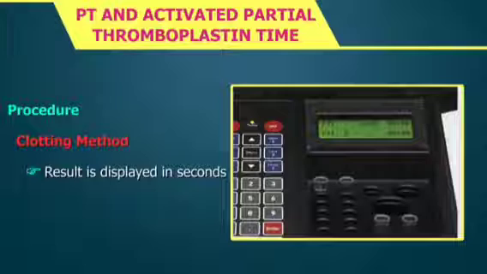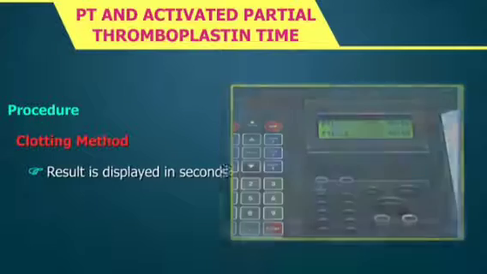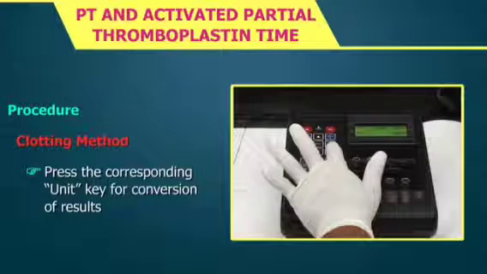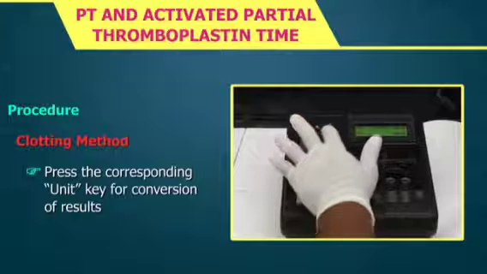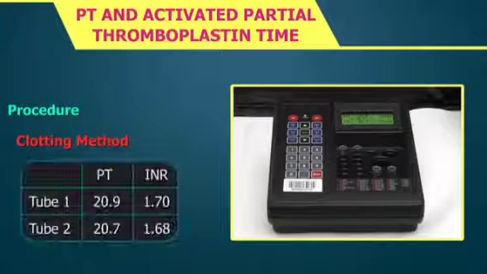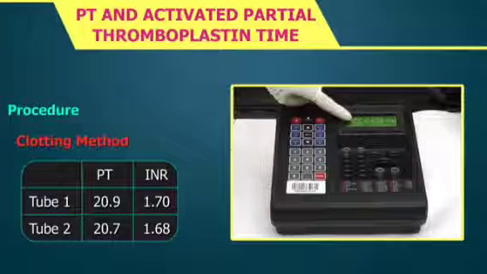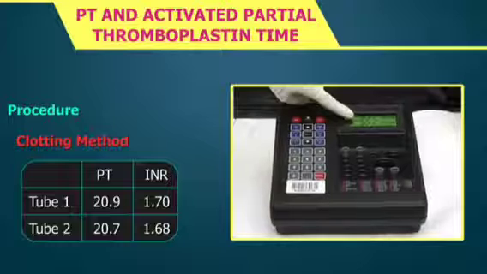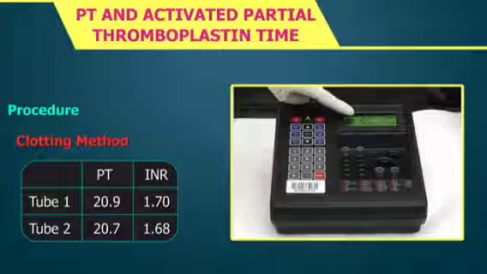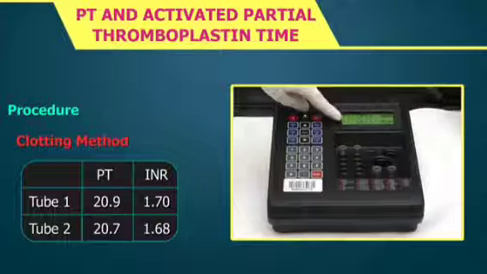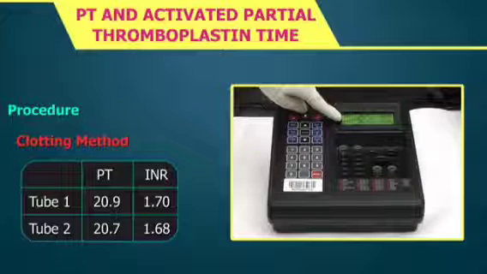The test is displayed in seconds. Press the corresponding unit key for conversion of the results. The PT and INR results in our demonstration are 20.9 seconds and 1.70 respectively for tube 1, and 20.7 seconds and 1.68 respectively for tube 2.